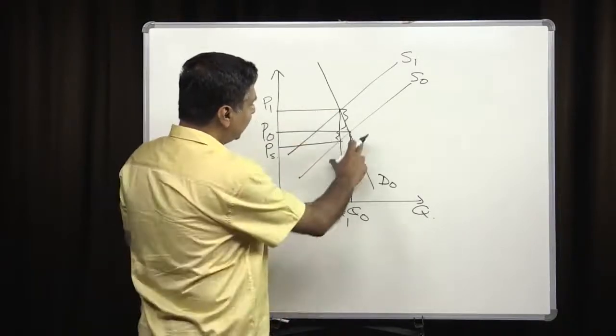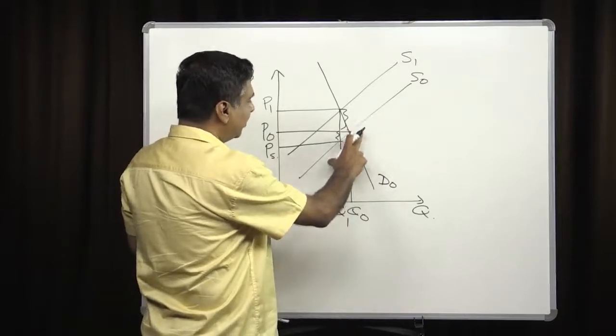The more inelastic the supply curve, the larger would be the proportion which is paid by the seller.